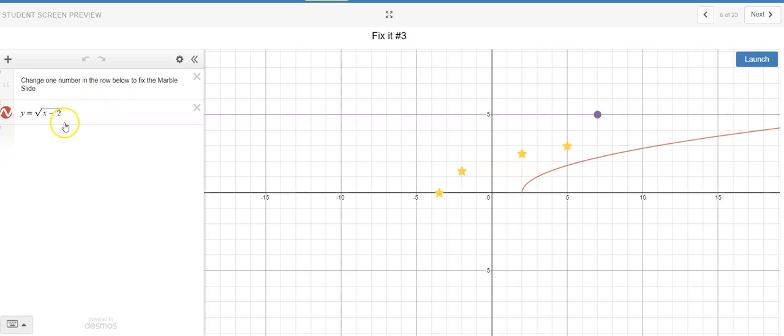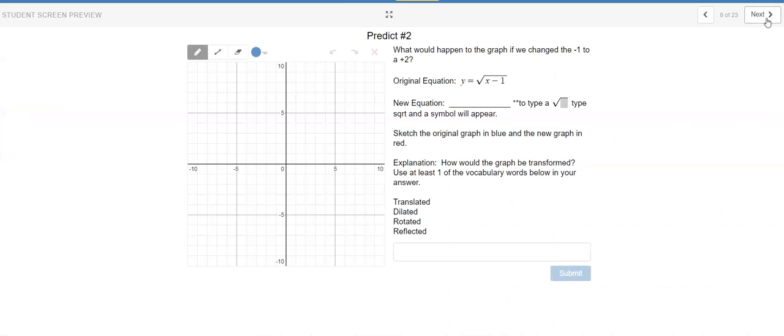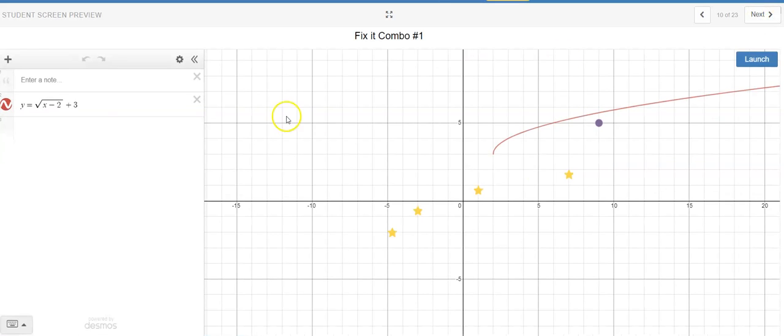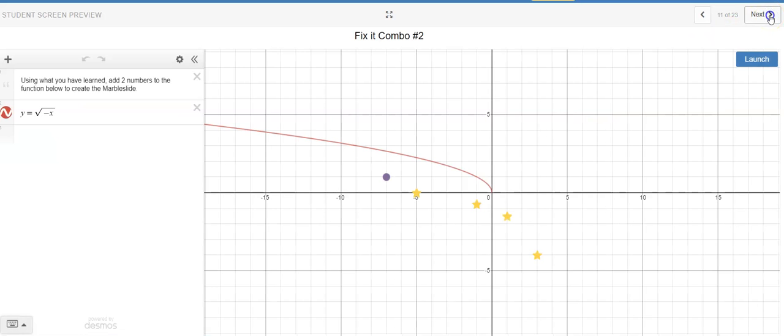You have another fix it. You're going to be changing under the radical, hitting launch, trying to get that. And then you have another predict and verify. And now we have a combo. This time you're going to change two of the numbers to get the marble slide to shift or translate up and down, left and right. So we have a couple combos.